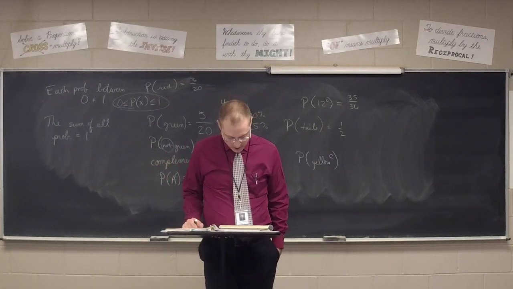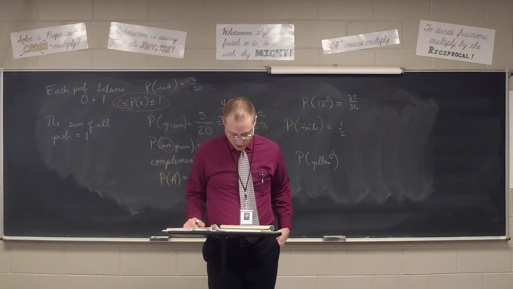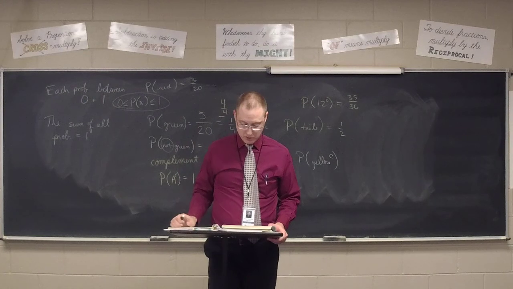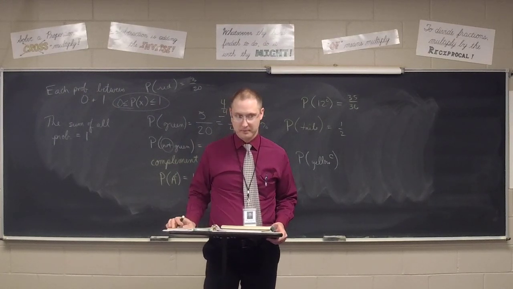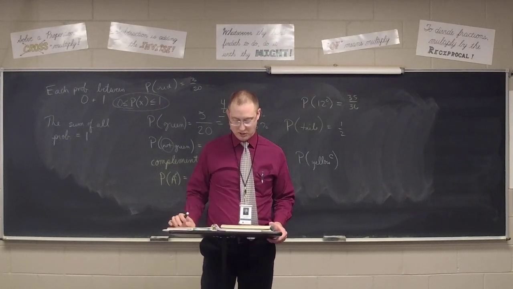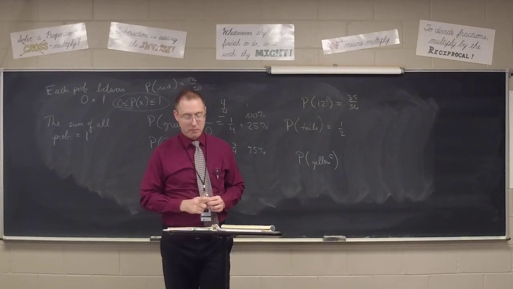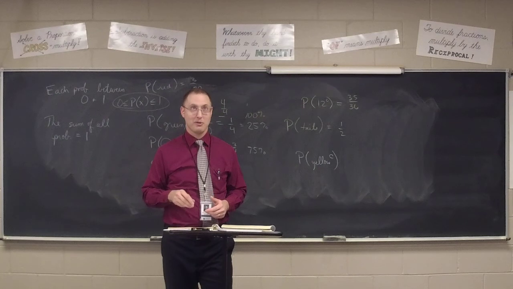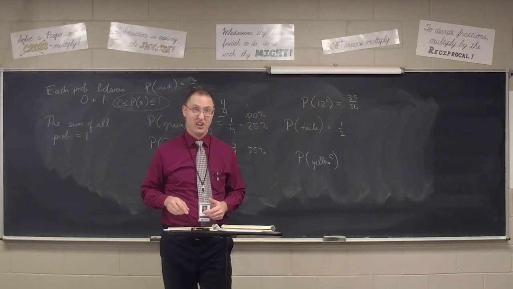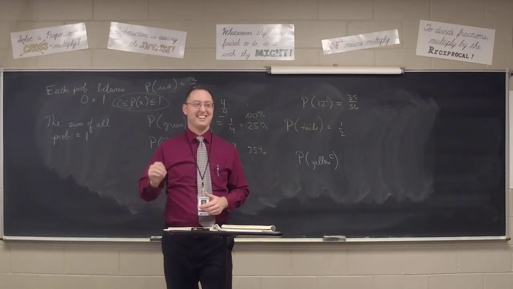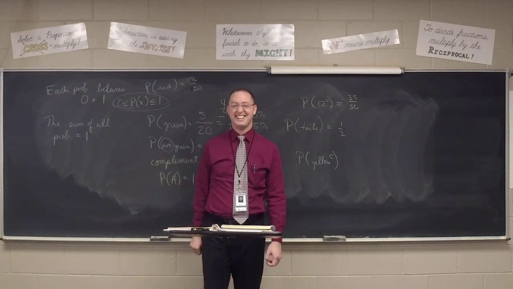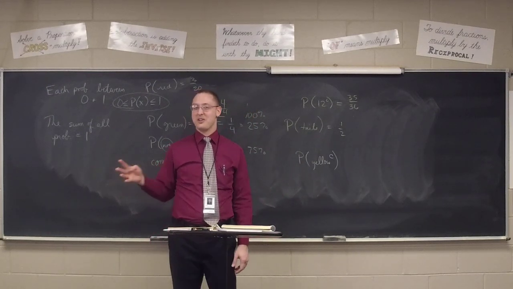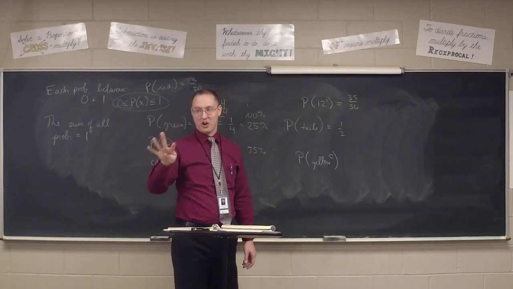Number 16. The names of the months of the year were written on separate papers. One paper is randomly drawn. What's the probability of April? 1 to 12. Here's a fun one. What's the probability of a month ending in R? 4 to 12, so 1 to 3. September, October, November, December all end in R, so that's 4 out of 12.